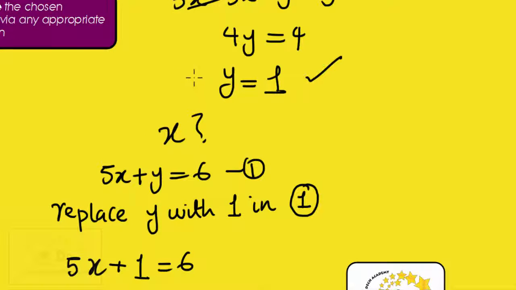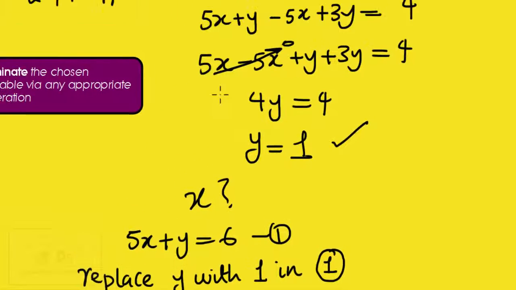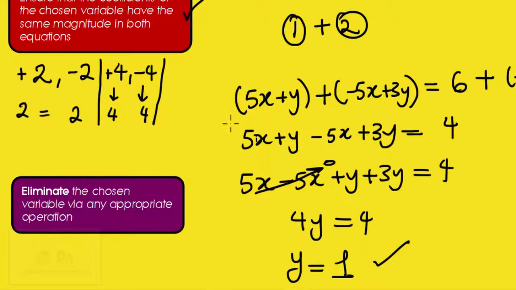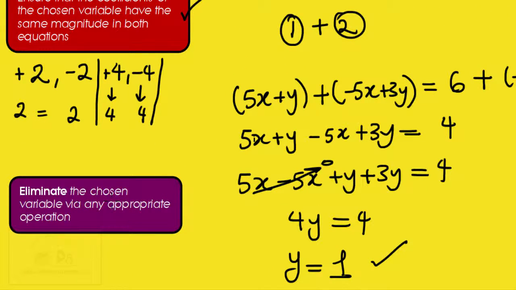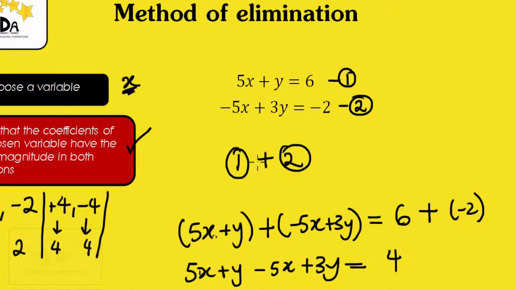So just going back to the third step. The third step says eliminate the chosen variable via any appropriate operation, and the operation I chose was the addition operation. We're actually adding equations. Equation 1 was added to equation 2. Why? Because the way you add equations is to add the left-hand side terms, which is what we did on this side. You add the left-hand side terms, and you also add the right-hand side terms, and you equate them.